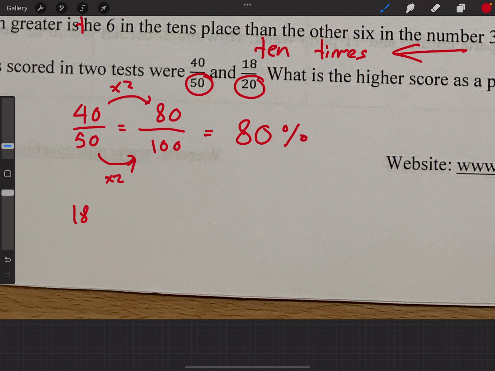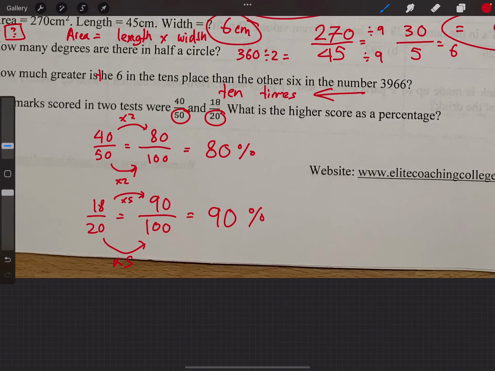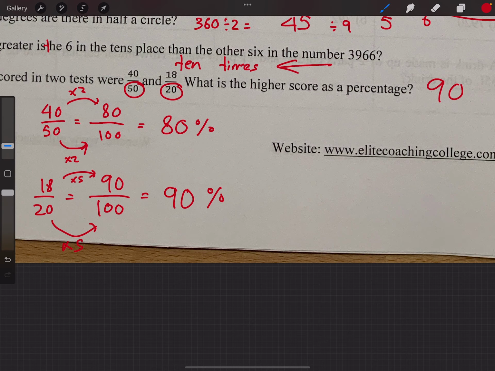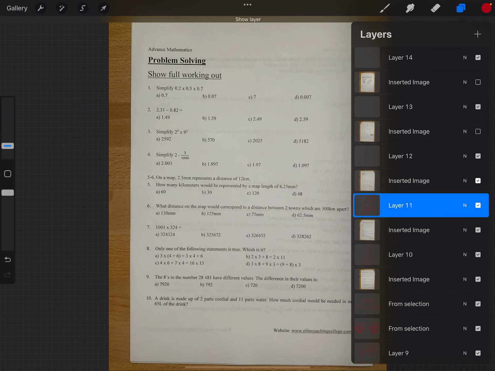Now 18 over 20. I'm going to make it into 100 as well. To make it 100, I times it by 5. So times the top by 5. 18 times 5 is 90. So that means this is 90%. What is the highest score as a percentage? 90%. Done.